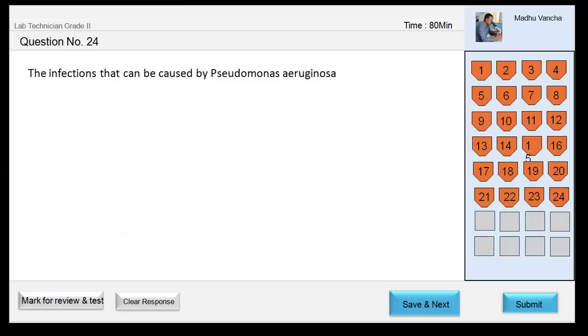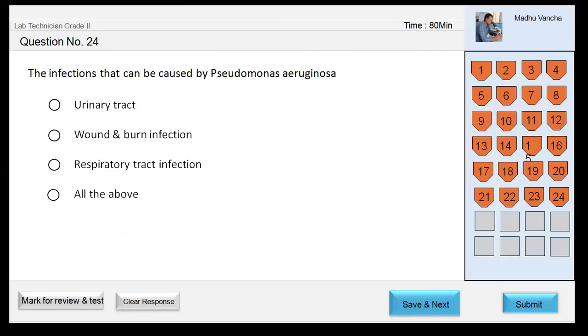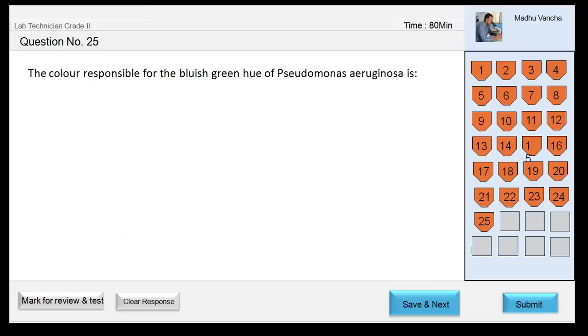Next question, the infections that can be caused by Pseudomonas aeruginosa. Option A, urinary tract infections. Option B, wound and bone infections. Option C, respiratory tract infection. Option D, all of the above. Here the right answer is all of the above. So Pseudomonas aeruginosa causes urinary tract infection, wound and bone infections, and respiratory tract infections.